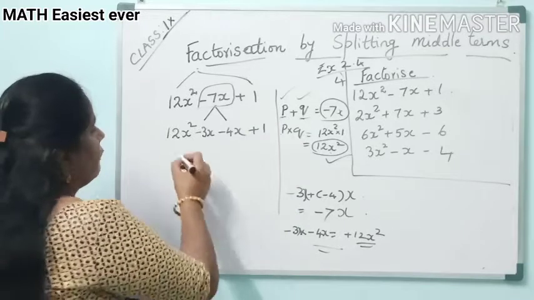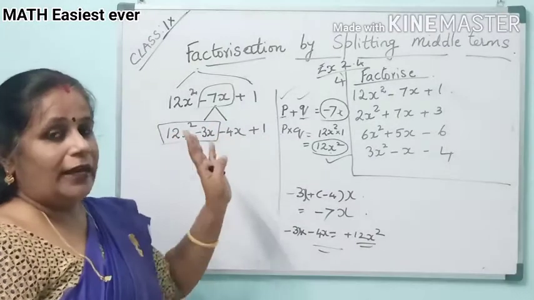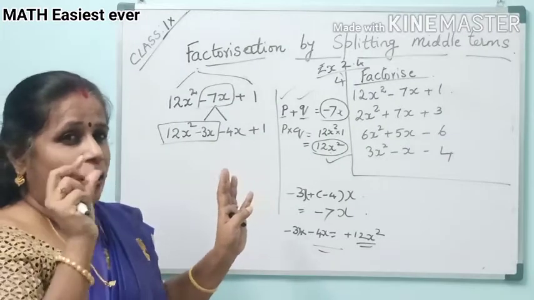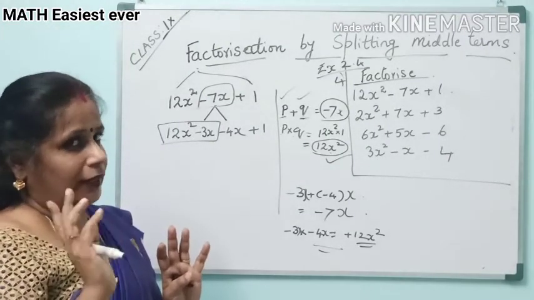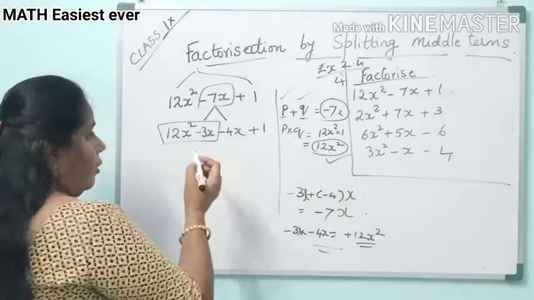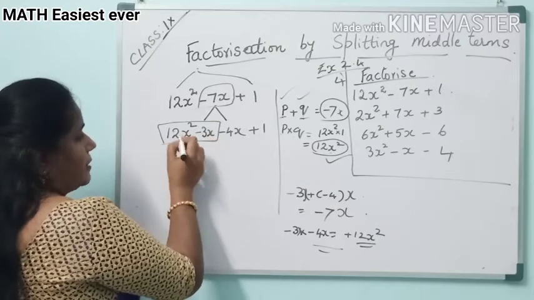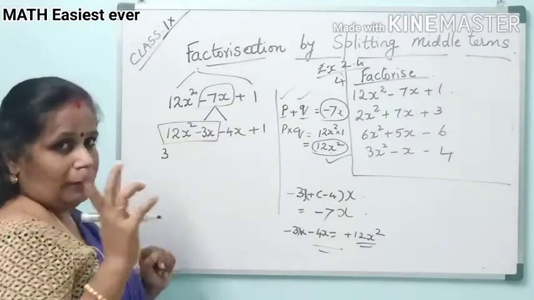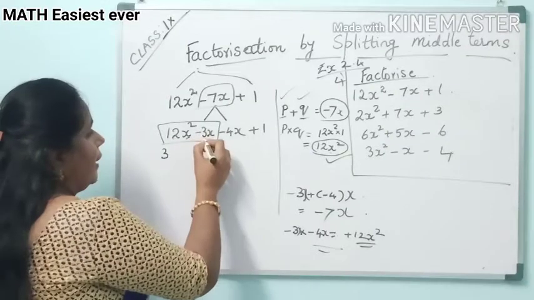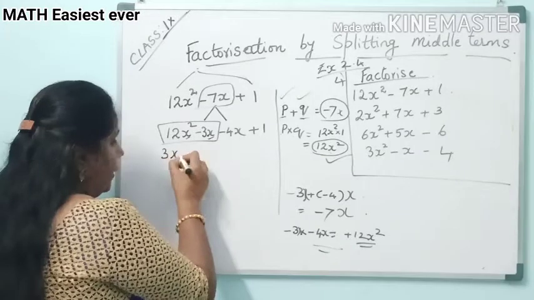So from these two terms, 12x square and minus 3x, I have to take out a common factor. Taking out the common factor, taking out the HCF, you would have done in 8th standard. Now you try to recall that 12x square minus 3x. From these two, I will take 3 as common, 12 and 3, the common is 3. And from x square and x, x is common in both of these.